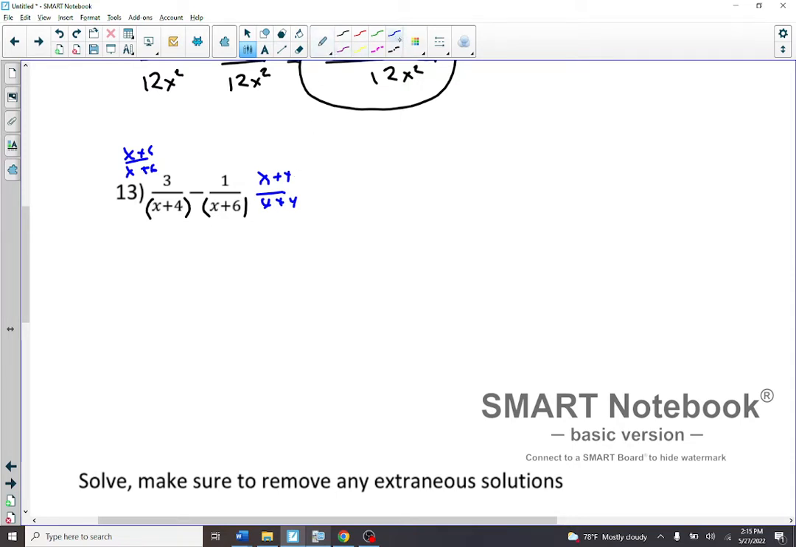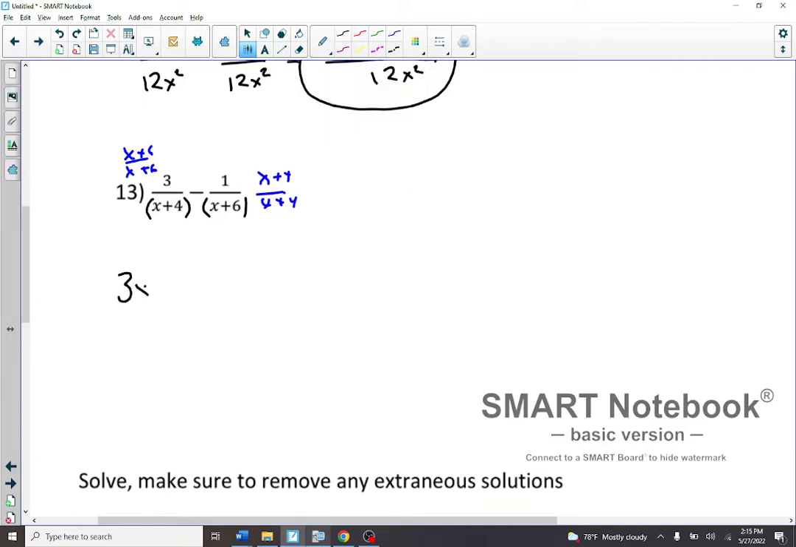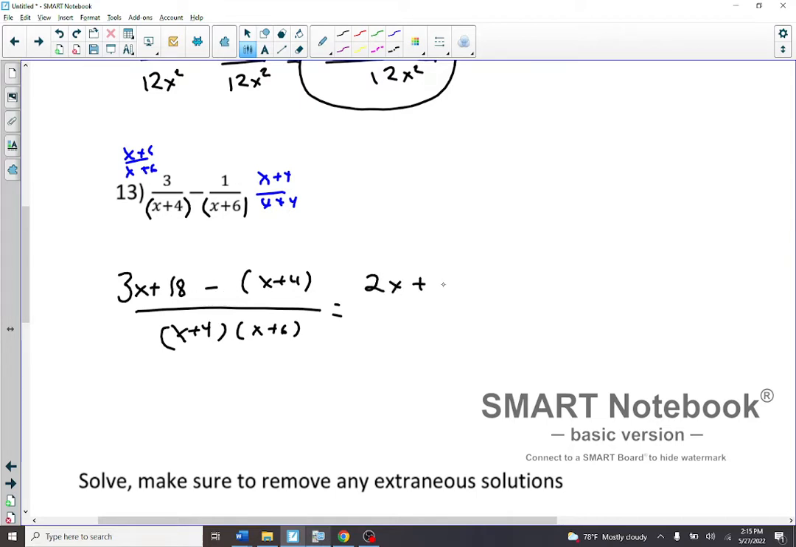So over here, you're going to get 3x plus 18, I distribute, minus x plus 4, all over x plus 4, x plus 6. I don't want to combine them really. So then 3x minus x is 2x. 18 minus 4 is plus 14, equals x plus 4, x plus 6.